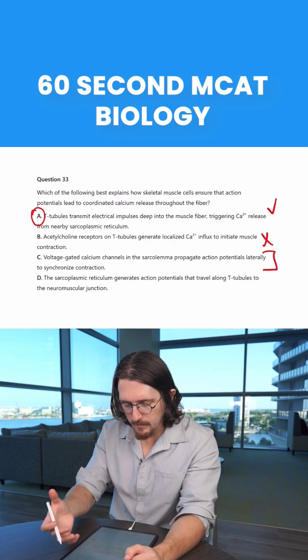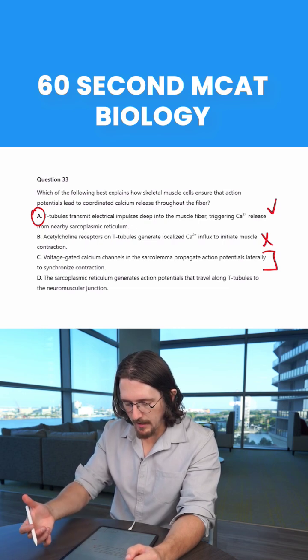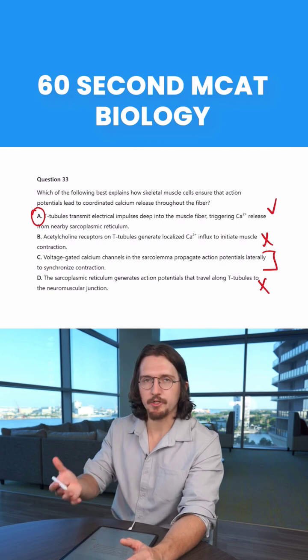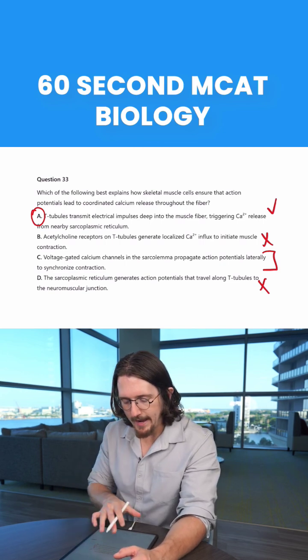And then D, the sarcoplasmic reticulum generates action potentials that travel along T-tubules to the neuromuscular junction. Well, that's definitely wrong, because the sarcoplasmic reticulum isn't generating action potentials, it's just releasing calcium. So A here is the best answer.